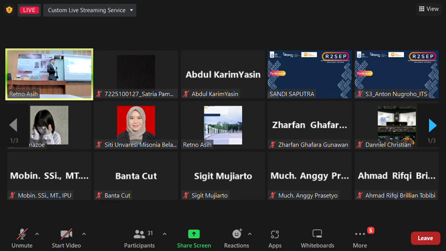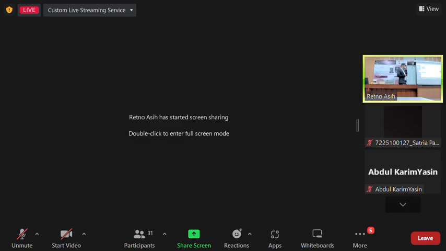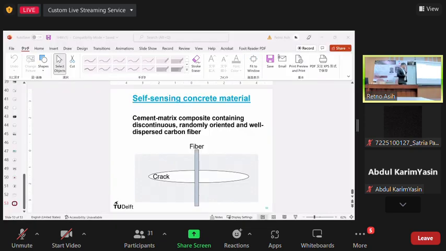Sure. Most of the monitoring systems being developed are based on non-destructive testing, isn't it? Yes. And the newest one is probably this one using a fiber. But is there any other material that can be used for monitoring, besides the fiber and the segregation? Yes, there are. Self-sensing materials is an emerging field with a lot of developments.